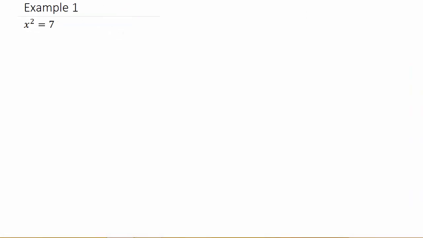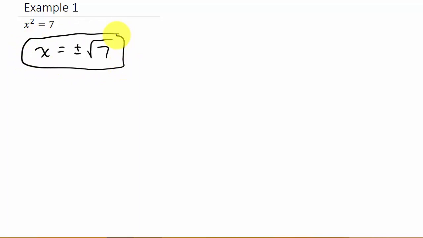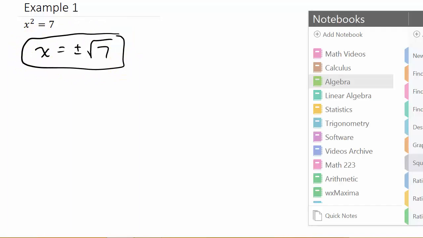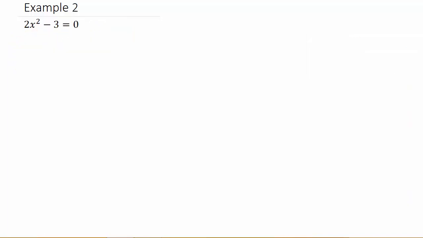Alright, so here we have x squared equals a number. So that's in the exact form that the square root property is in. So all this is x is equal to plus or minus the square root of 7. And this would be your answer. Okay, let's look at the second one.